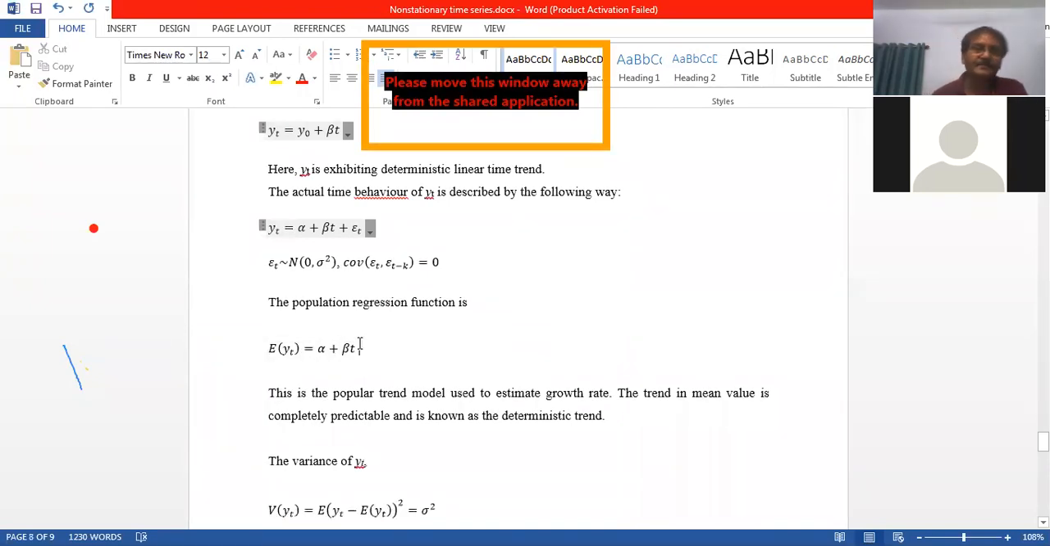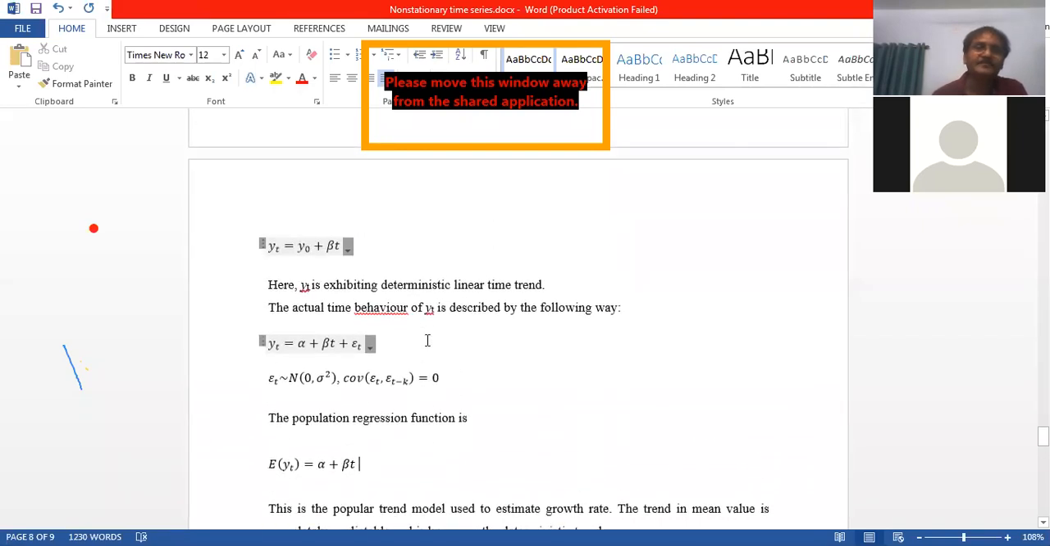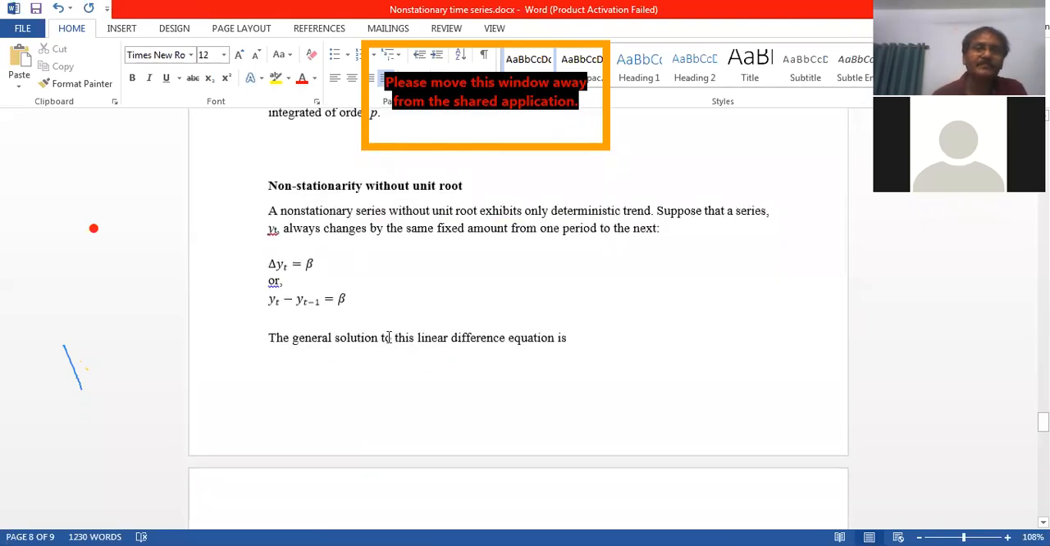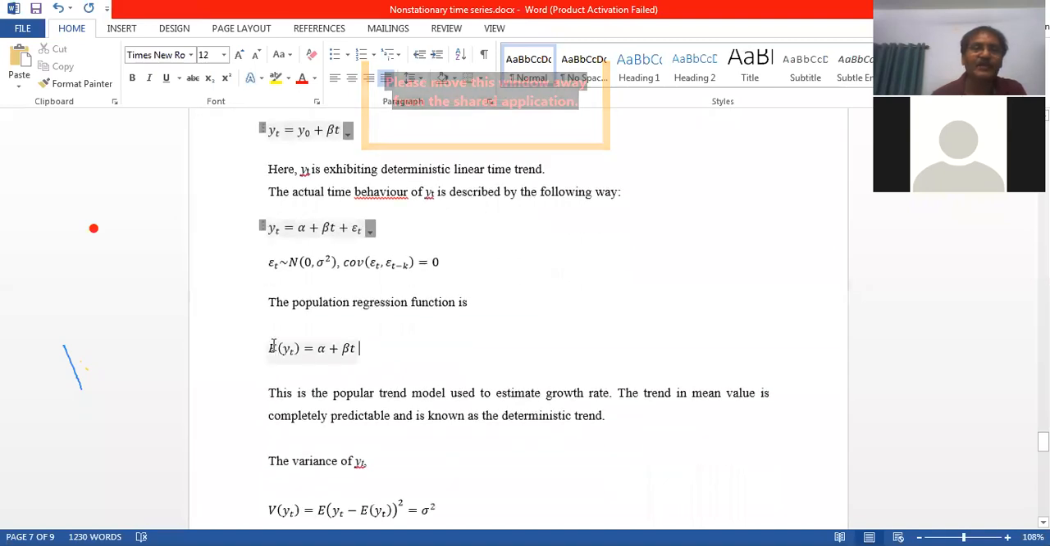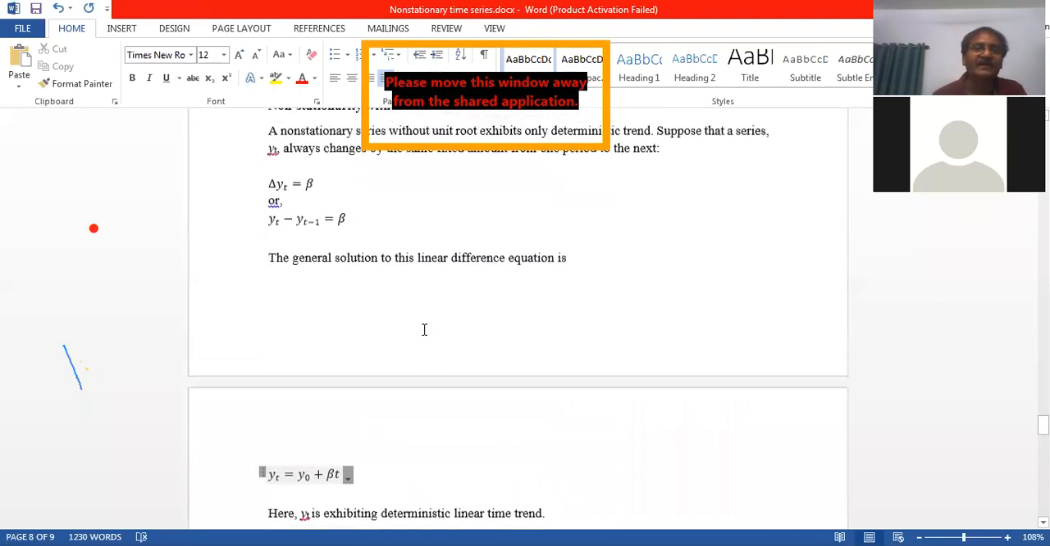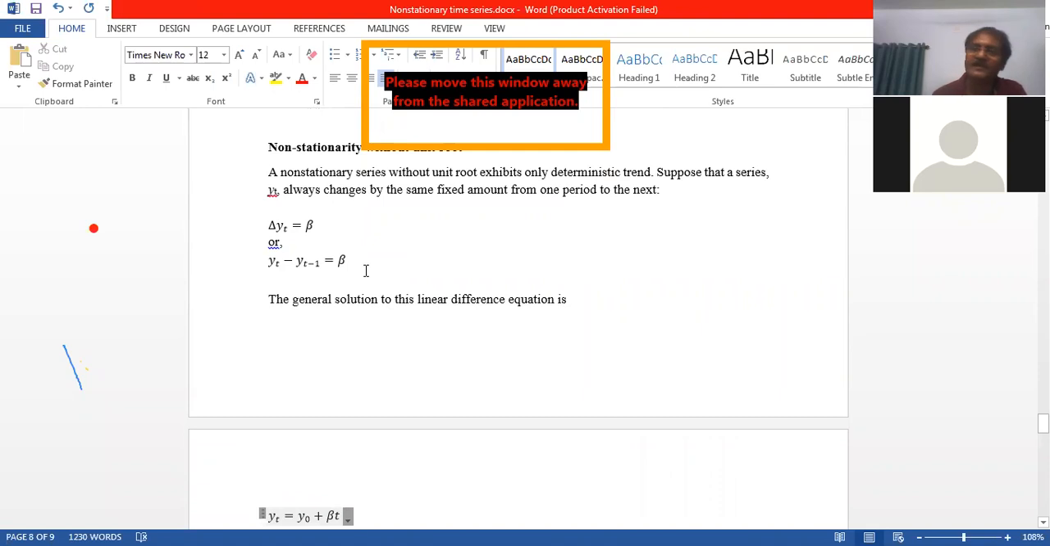So here yt following this path exhibits trend in its mean value because the mean value is time dependent. Expected value of yt is equal to alpha plus beta into t. That is, the mean value of yt is time dependent. So there is a trend in the mean value. So as the mean value is time dependent, yt defined in this way will be non-stationary.